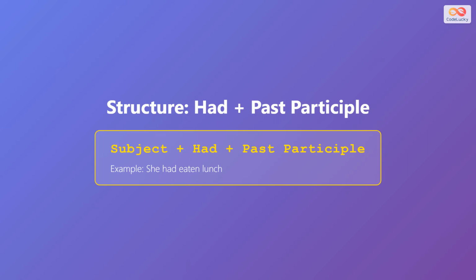The structure of the past perfect positive is very simple. We use the auxiliary verb had followed by the past participle of the main verb. For example, she had eaten lunch or they had finished their work. The past participle is the third form of the verb. For regular verbs, this ends in ed, like finished or worked. For irregular verbs, the past participle is unique, like eaten, written, or gone.